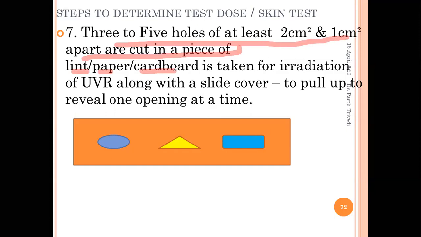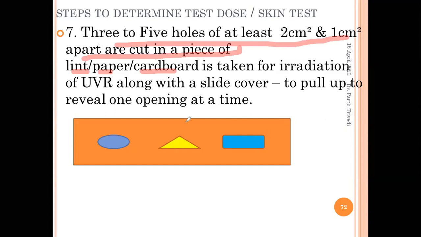There are special UVR test dosage strips in the market available. Yes, so they are very much easy. But apart from this, you can have this on paper, you can have this on lint paper, or you can have it on cardboard also.